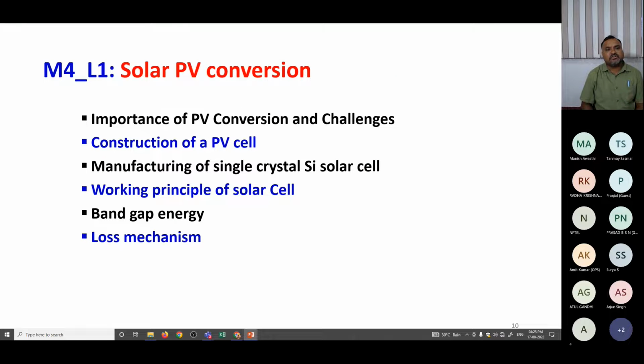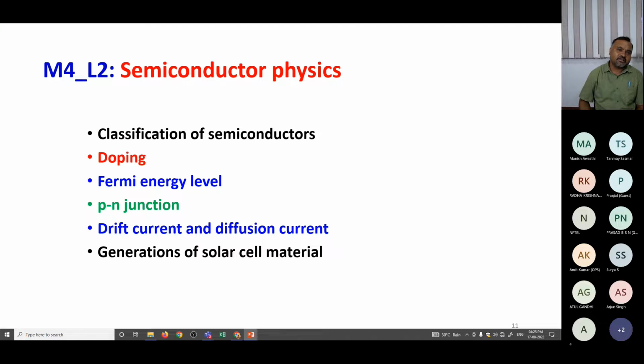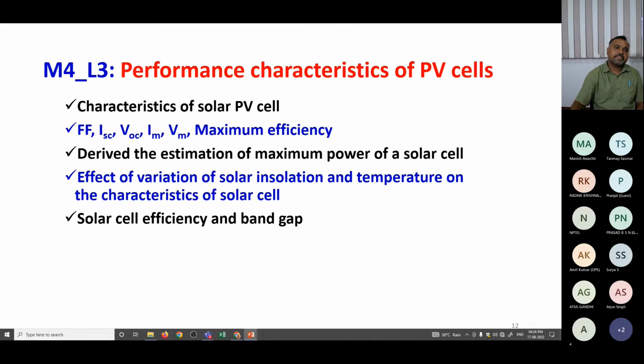In lecture 1 of module 4, basically we have covered solar PV conversion, the importance of PV conversion and challenges, and construction of PV cells. So working principles, the band gap loss mechanism. This is just an overall view of solar PV conversion. Then we have studied semiconductor physics, like classification of semiconductors, doping, Fermi energy level, PN junction, drift current, diffusion current, and generations of solar cell materials. All those aspects were elaborated very precisely.